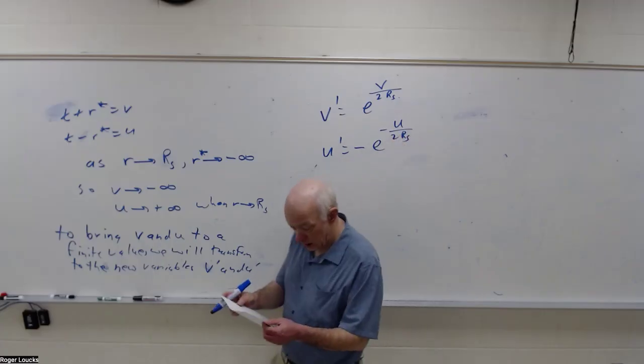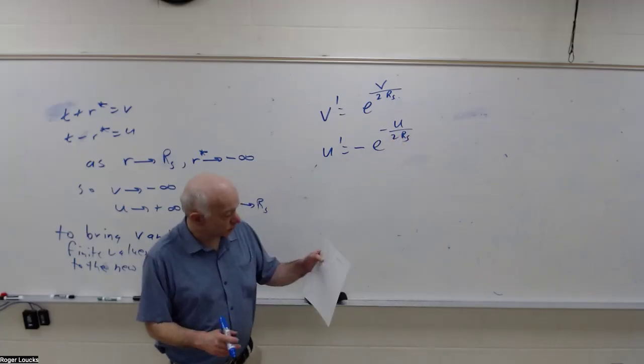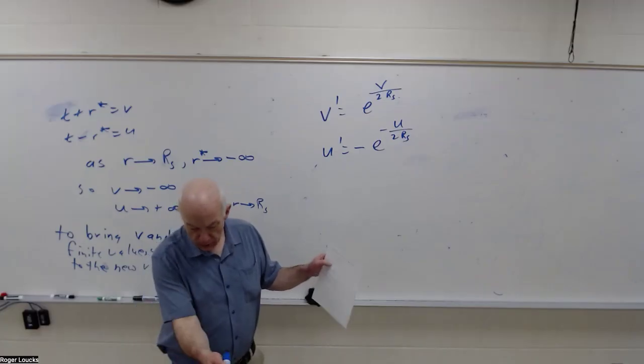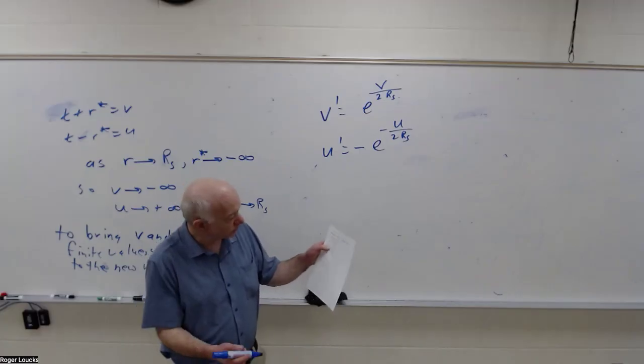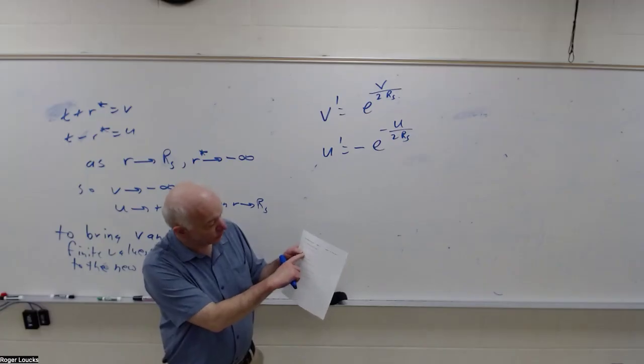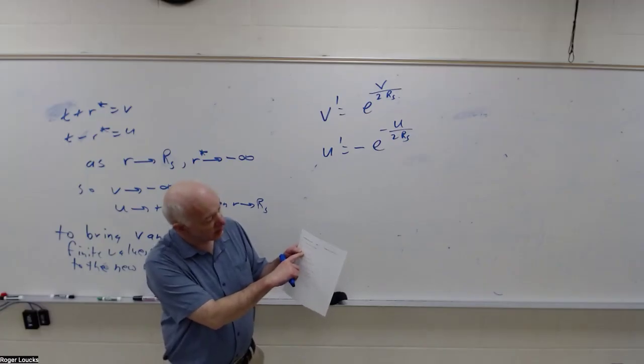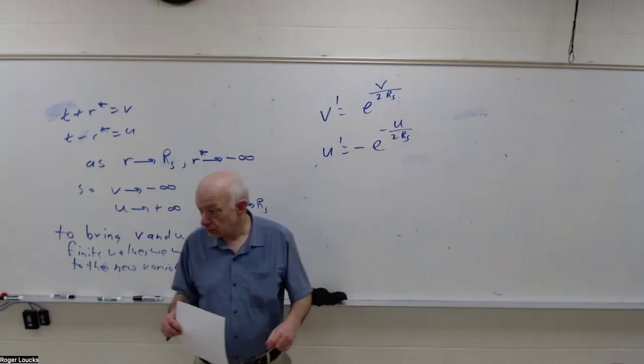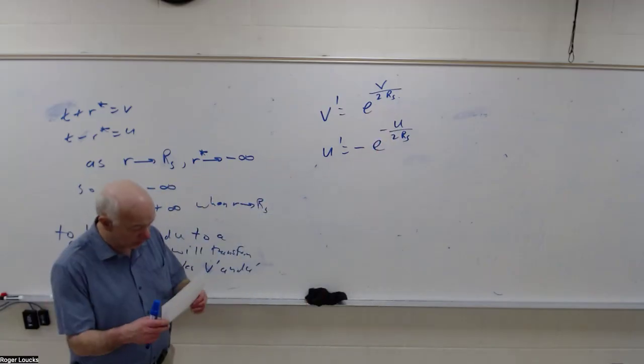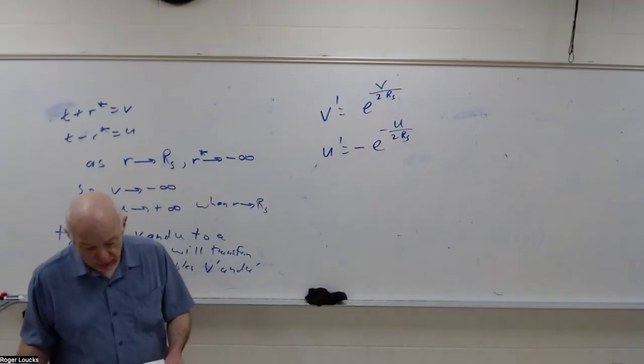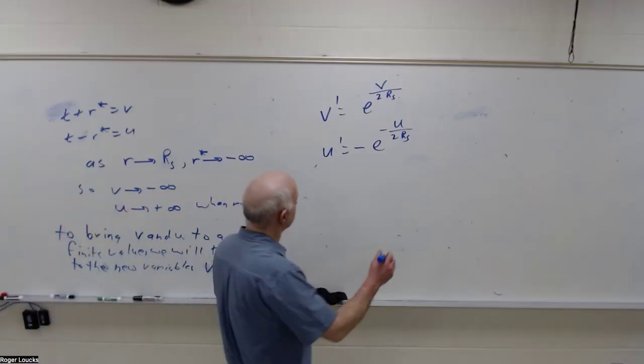And if you look here, the version I gave you, I was using the version that Carroll was using, so he has a 4GM, and the 4GM is really just 2 R S, again in natural units. Does that make sense?